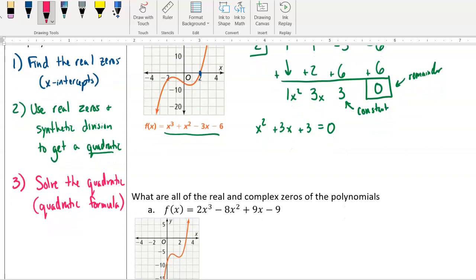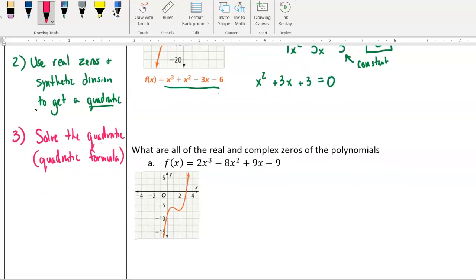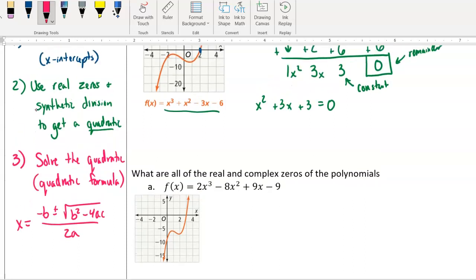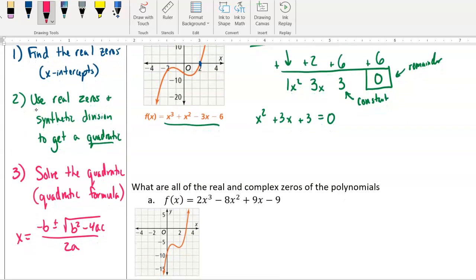And to do that, we're going to use the quadratic formula. If you can't remember the quadratic formula, let's write that down. x equals the opposite of b plus or minus the square root of b squared minus 4ac, all over 2a. All right, so let's look to see where we left off. So again, this x squared plus 3x plus 3, that can't factor. So I'm going to set this equal to 0 and solve it by using the quadratic formula.